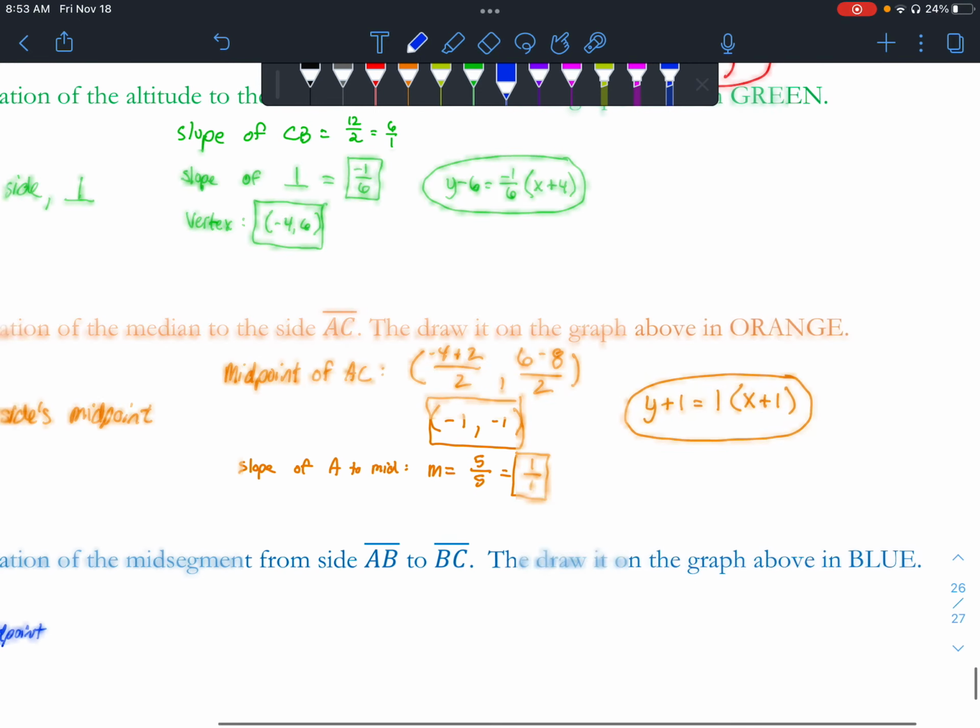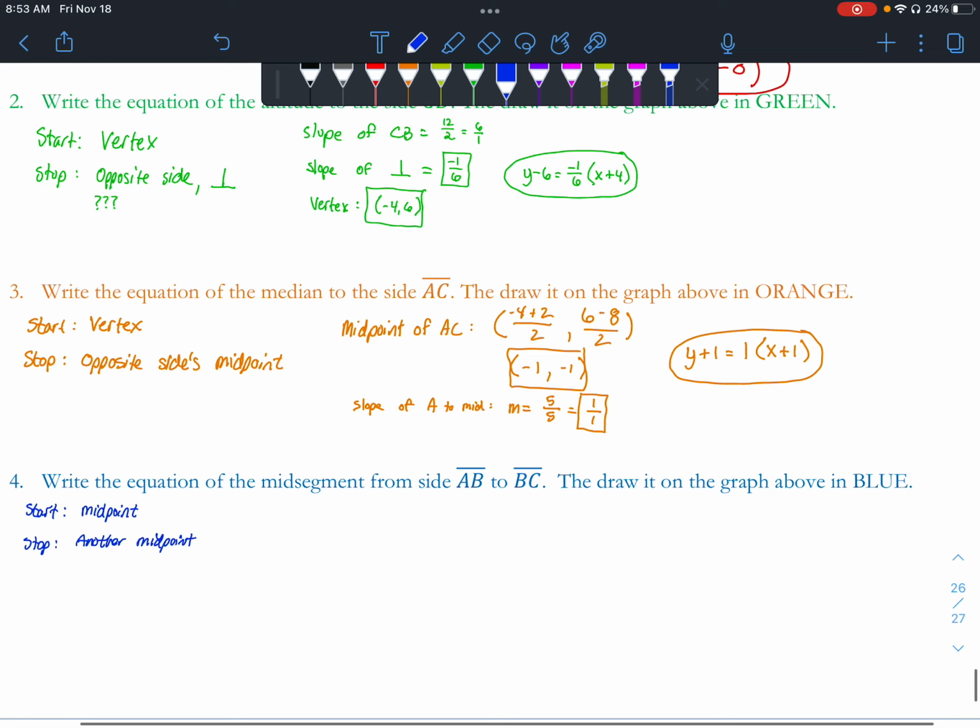Now we're going to do something very similar for our mid segment as well. We know it's from a midpoint to a midpoint. So the first thing I'm going to do is try to draw it, get a general sketch of it, and then work from there to see what I need to find. So I need to find the midpoint of AB and BC.